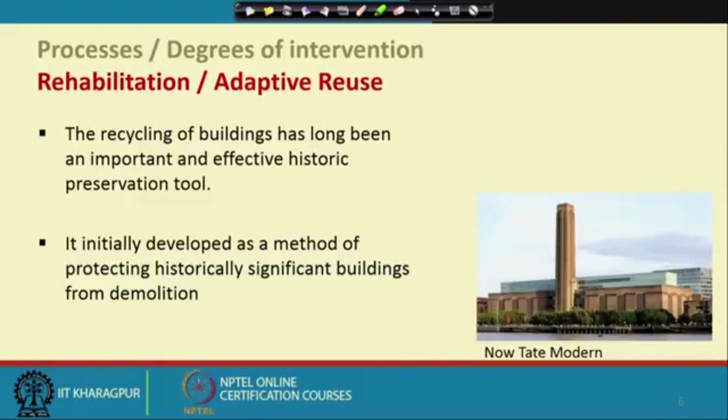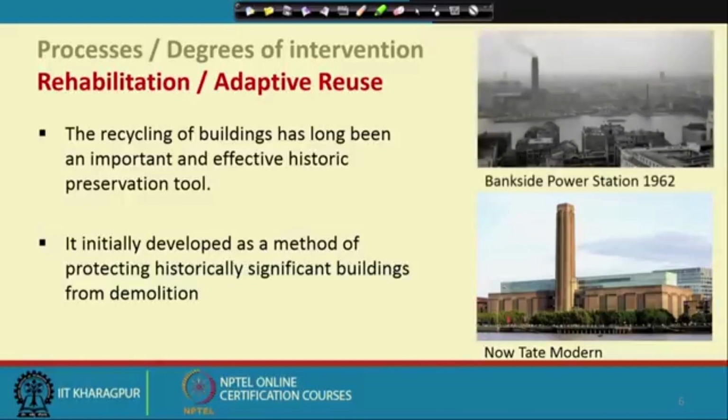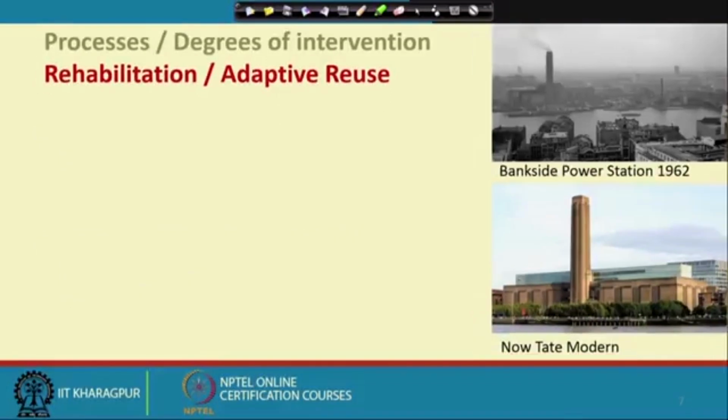And you know what the original use of this building was? It was the Bankside Power Station in 1962. It was designed and used much earlier, but this is a picture from 1962 when it was still being used as a source of energy. It went through several debates and discussions, because a lot of pure conservationists did not like it; they thought it was an ugly building opposite St.